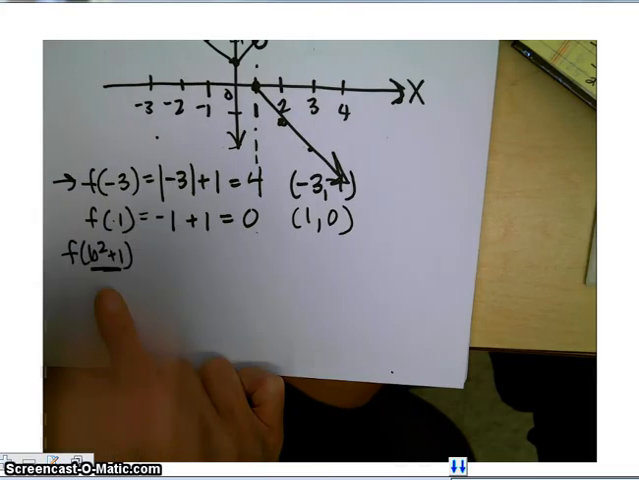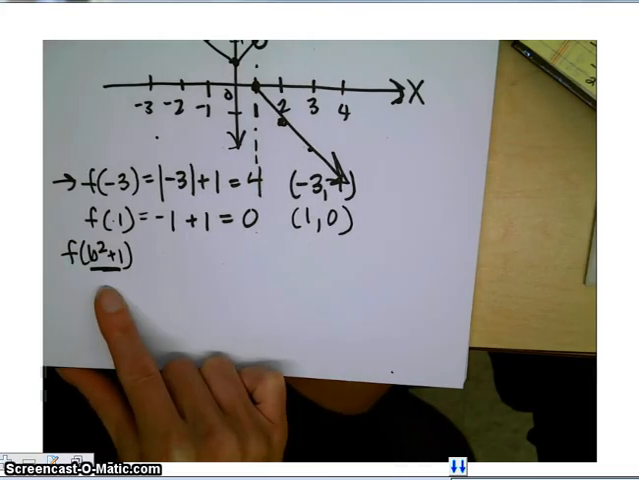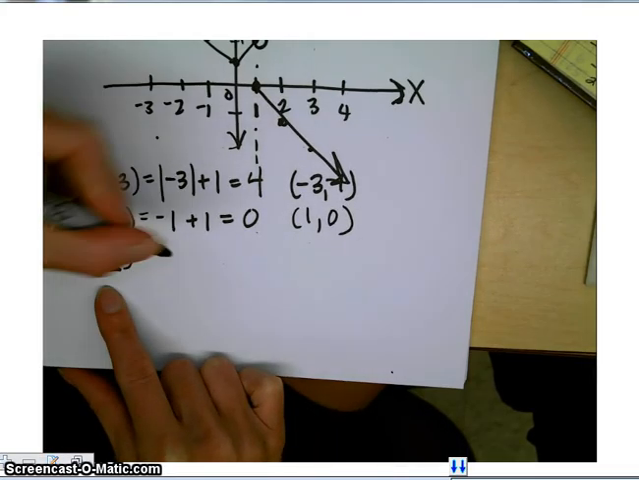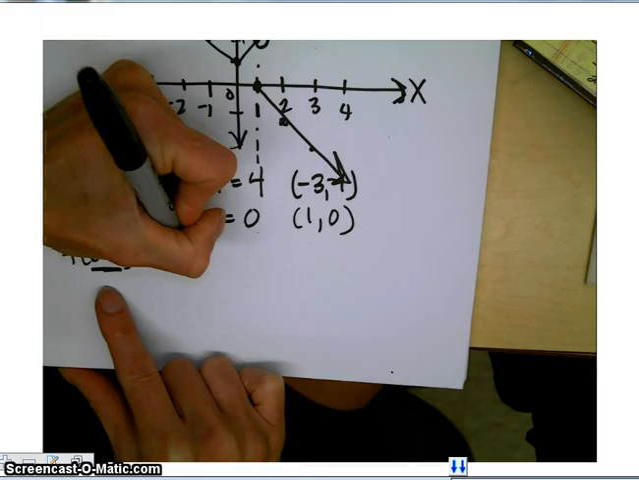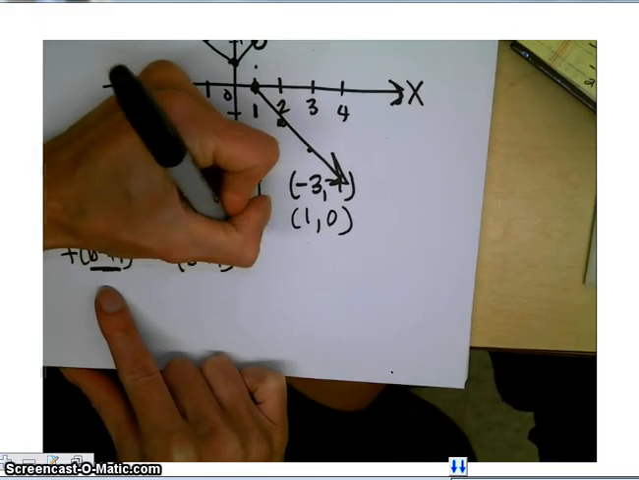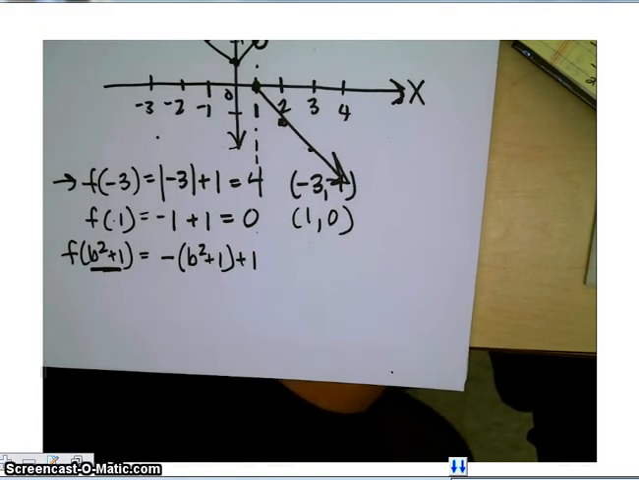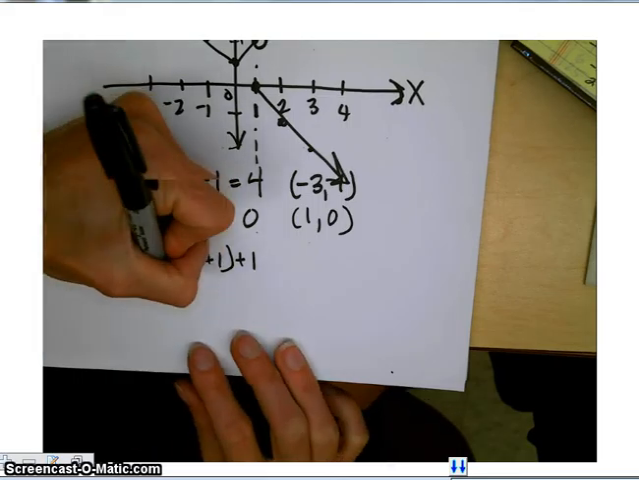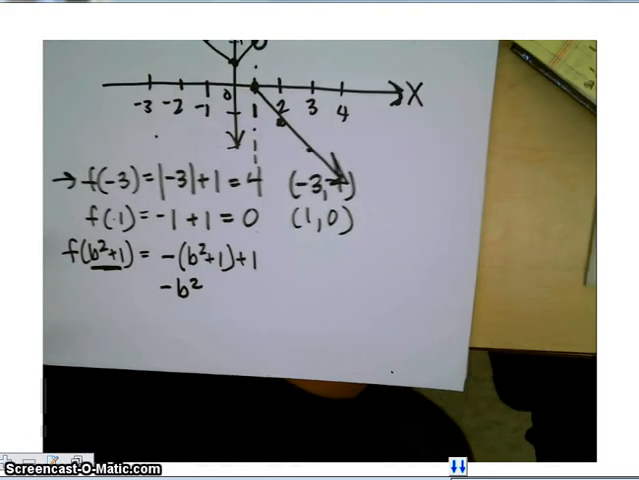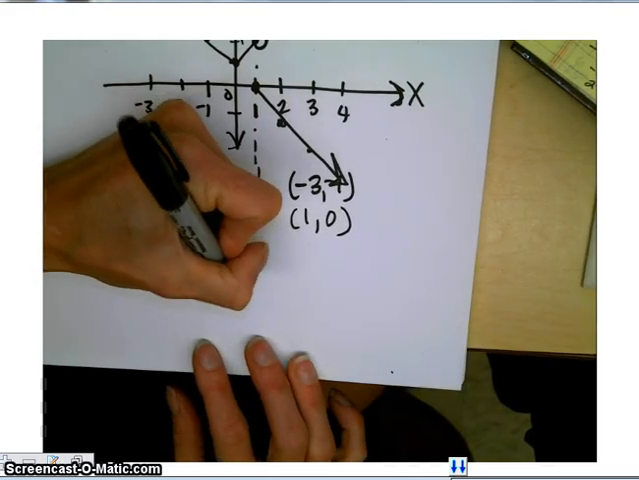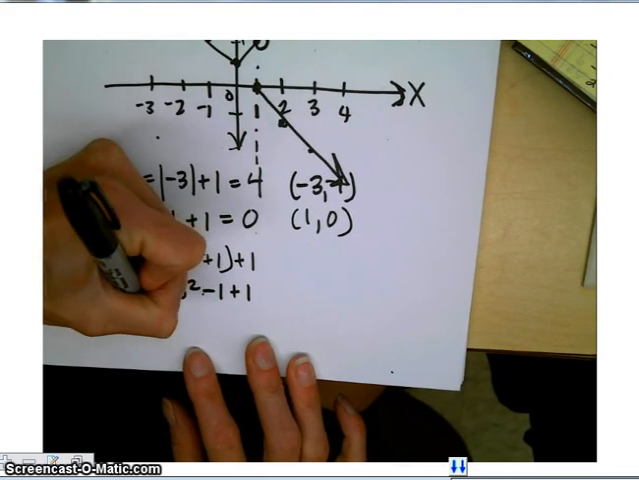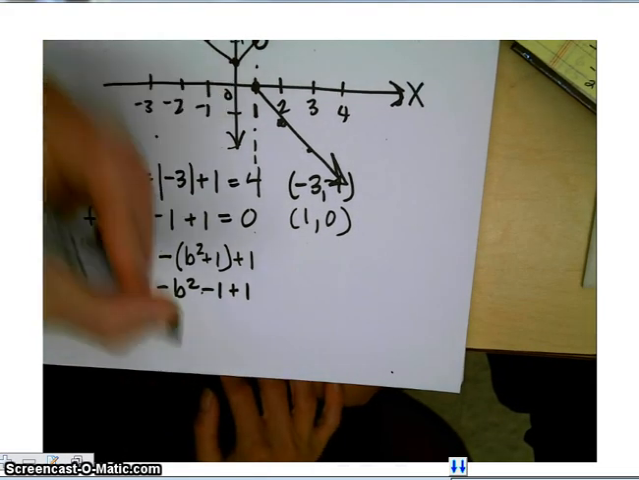And what's going to be replaced with b squared plus 1? X. So I'm going to have negative b squared plus 1 plus 1. Should I simplify that? Yes. How? Distribute. And then combine like terms. What do you get? Negative b squared.